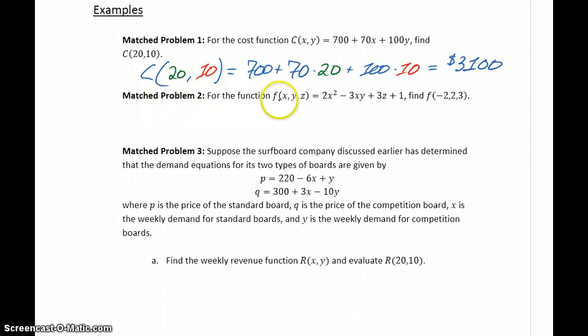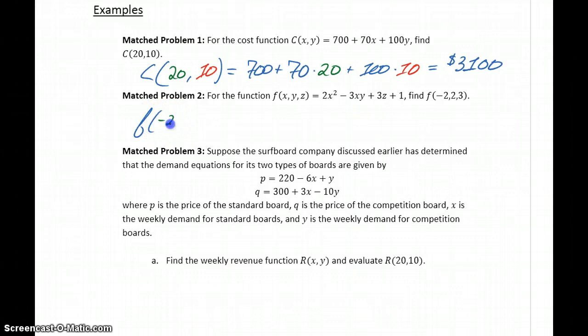Similarly, in math problem 2, we still just want to evaluate this given function, but now we're given values for x, y, and z to substitute in. So in this case, rather than 2 independent variables, we have 3. We could have 4, 5, 6. That number could keep increasing. Typically, though, we'll just deal with functions with 2 independent variables. But the process remains the same.